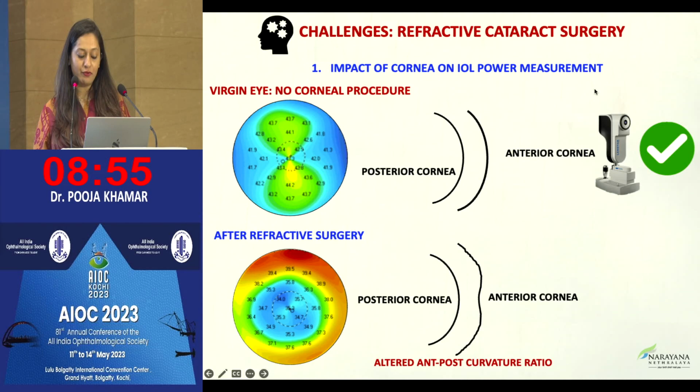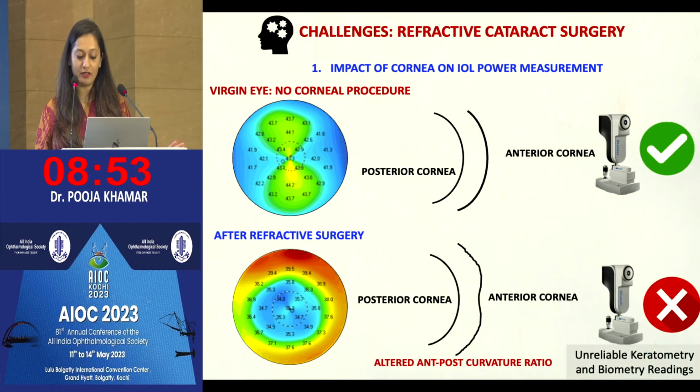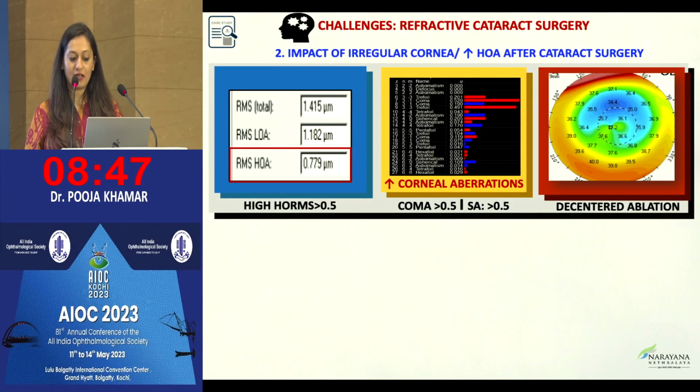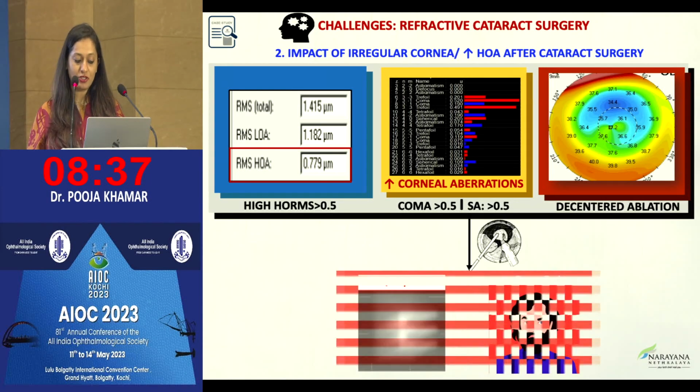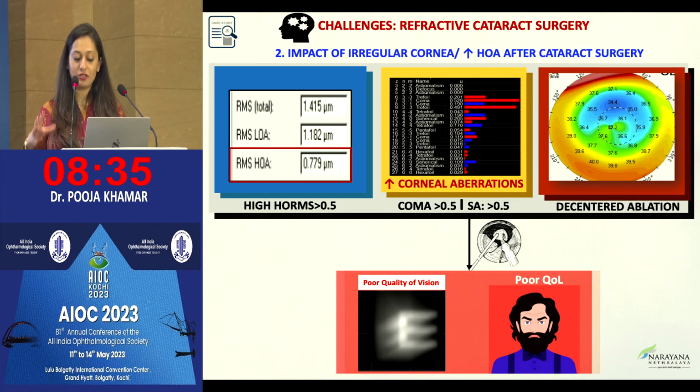If you have a regular cornea, the refractive error and the IOL biometry are not going to be a challenge. But if the patients have a decentered topography or a decentered ablation, they're going to have much higher aberrations on the cornea: higher HORMS, coma, spherical aberrations. If you do a cataract surgery on these patients, they are going to be unhappy after surgery with the quantity of vision and quality of vision, and that's going to impact their quality of life also.